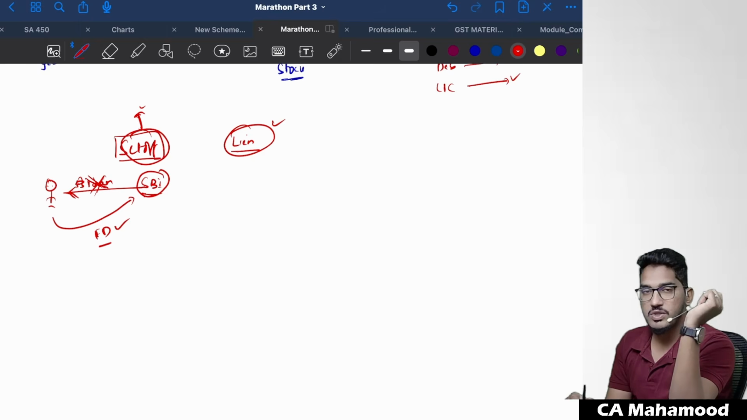Then we have lien. Lien we already know. Lien means what? Retaining the possession of the goods. In case the borrower did not repay the loan and the banker is having the possession of some of the customer's goods, he can sell them and realize the money. So that we call it as lien. Lien is also something which is a mode of settlement only.